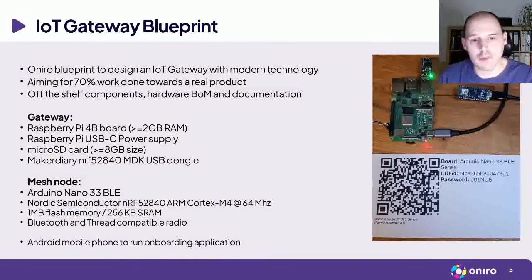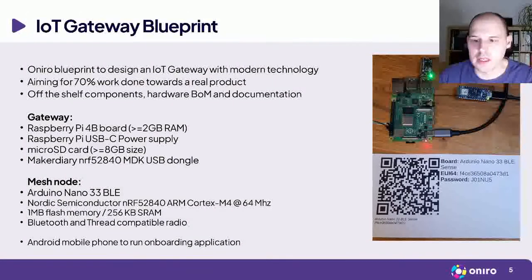So we have two main components here. That is the gateway, which is running Linux. That's basically a standard Raspberry Pi board. And you would need a micro SD card. We are using an 8 GB size here because with ONIRO we're having A/B partitioning to allow over-the-air updates and so on.